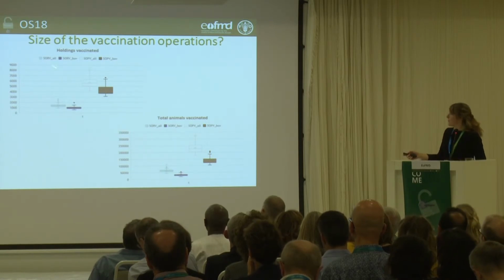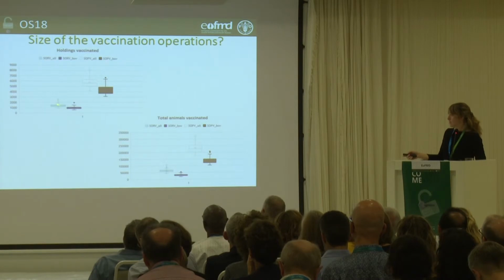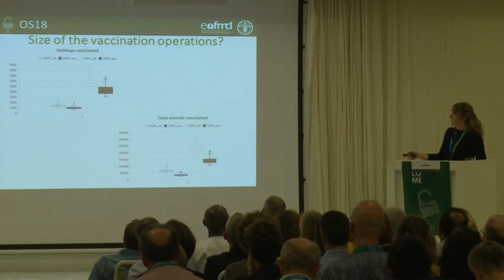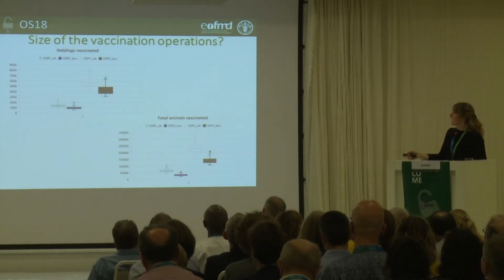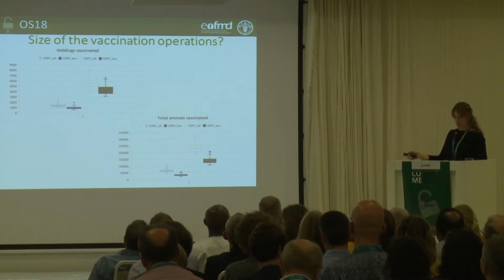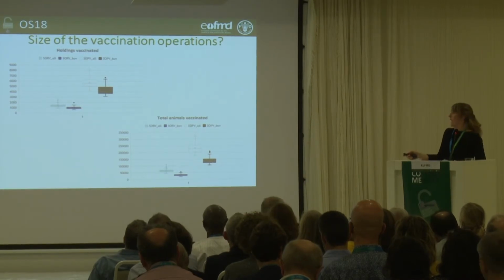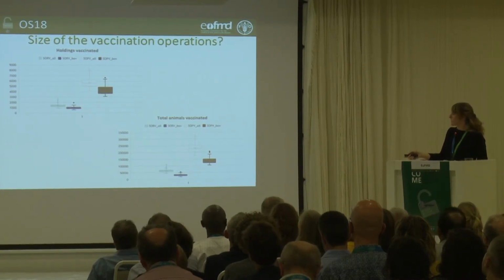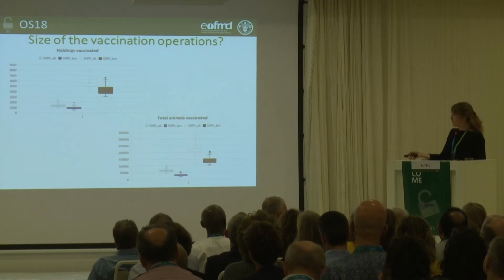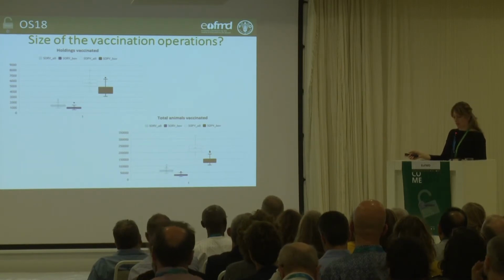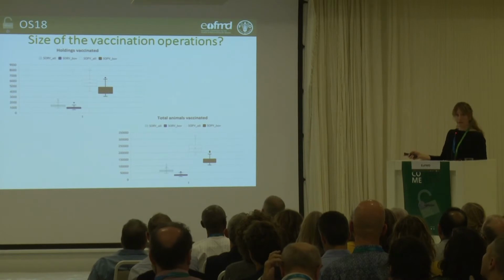So if we compare suppressive vaccination, vaccinating all the animals, with protective vaccination, vaccinating all the animals. In this first case, on average, around 1,400 holdings need to be vaccinated. And instead, if we use protective vaccination, we will have to vaccinate 5,700 on average. And if we have a look at the total animals vaccinated, again, with suppressive vaccination, we will vaccinate 65,000 animals, and with protective vaccination, 232,000 animals on average.